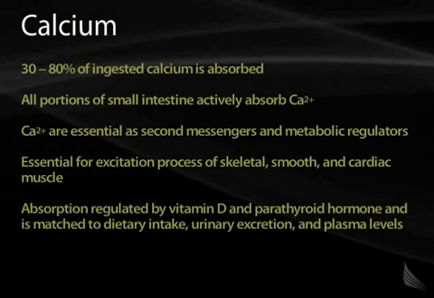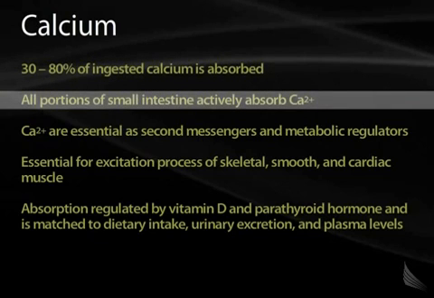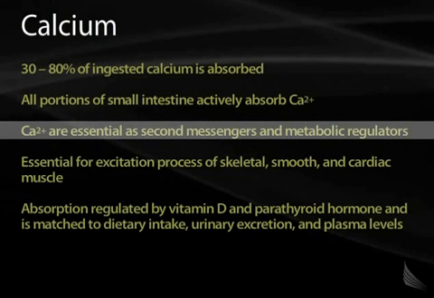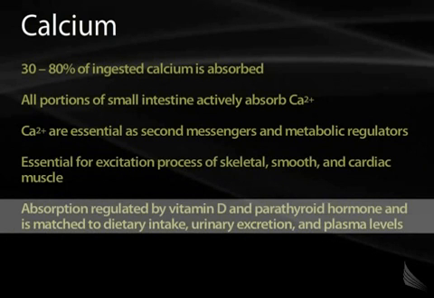As far as calcium absorption is concerned, 30 to 80% of ingested calcium is absorbed depending on the body's needs. And unlike iron, which is only absorbed in the duodenum, all portions of the small intestine actively absorb calcium. Calcium is an important mediator of second messengers and metabolic regulators. It's essential for the excitation process of skeletal, smooth, and cardiac muscle, as we discussed in earlier modules. Its absorption is regulated by vitamin D and parathyroid hormone, and is matched to dietary intake, urinary excretion, as well as plasma levels.